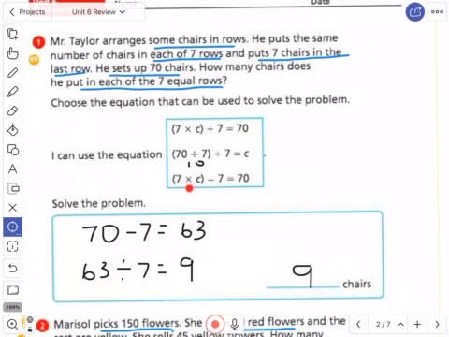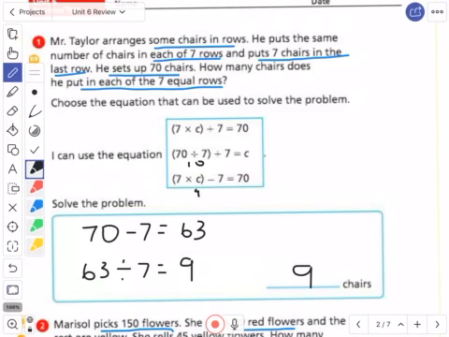Let me see if I could try this: 7 times something, which is my C. That's the part I didn't know. 7 times 9 is 63, minus 7. Well, if that's 63 minus 7, that doesn't work. I can't do that one. Let me try this one: 7 times C equals 9. Well, that's 63 again, plus 7 more equals 70. Oh, so the only one that works would be this top one.